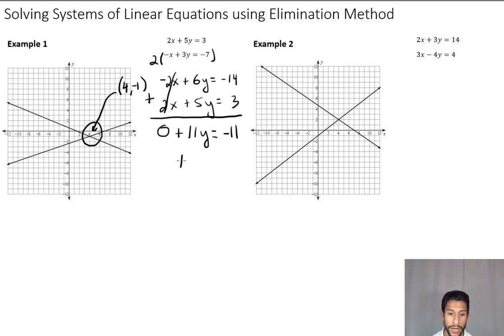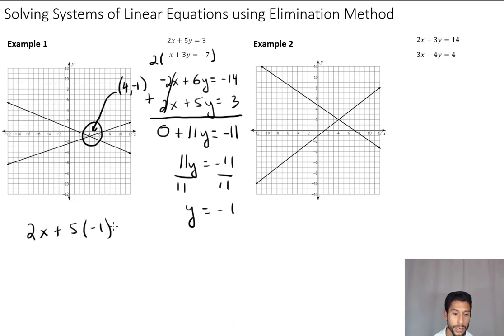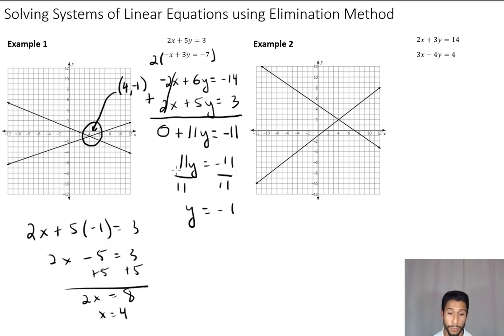At this point, you just solve, right? So that's 11y equals negative 11. Divide by 11, and y is equal to negative 1. Once you get y, you plug that back into either equation. I'm just going to plug it into the top one. So plus 5 times negative 1 equals 3, and you solve, right? So 2x minus 5 equals 3. You add the 5 over, and you get 2x equals 8, which means that x is equal to 4. Boom, confirmed, right? 4 comma negative 1.